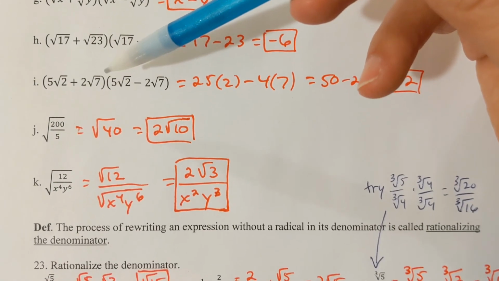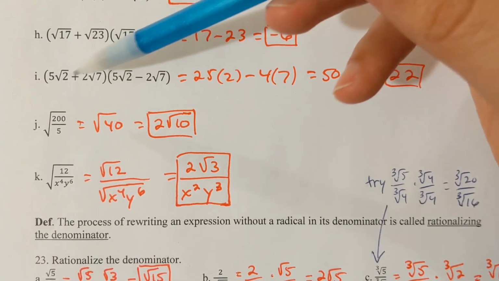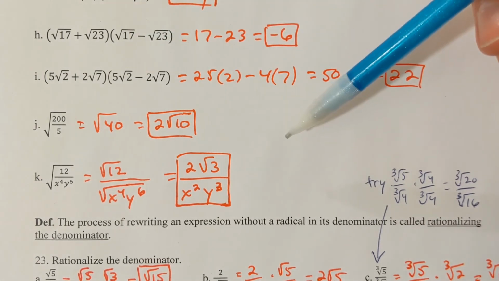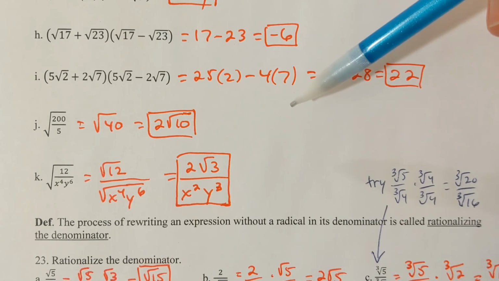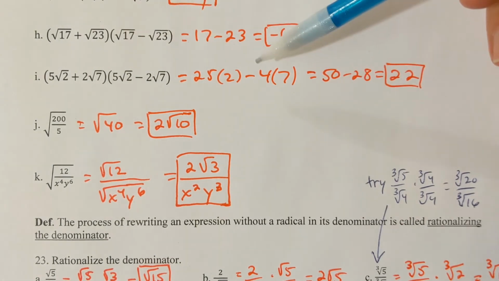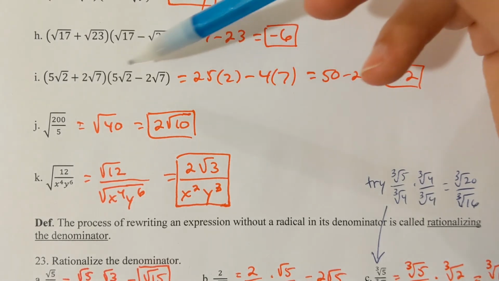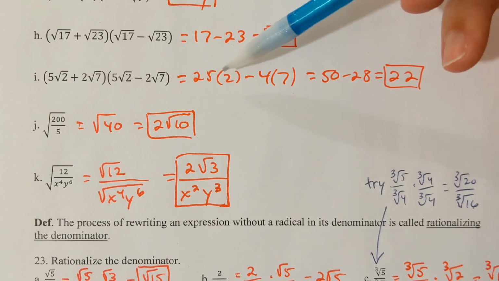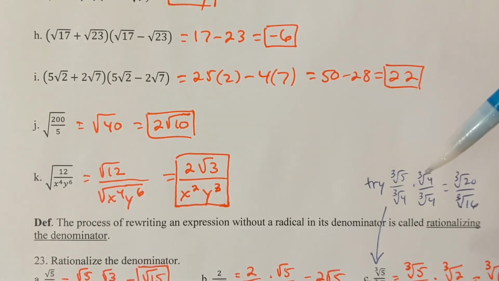Okay, here's another one. FOIL it out. 5 root 2 times 5 root 2. Well, 5 times 5 is 25. Root 2 times root 2 is 2. The signs alternate here, so the middle term is going to go to 0. Go to the last term now. 2 times negative 2 is negative 4. Root 7 times root 7 is 7. So we end up getting, let's see, 50 minus 28 is 22 would be the answer there.